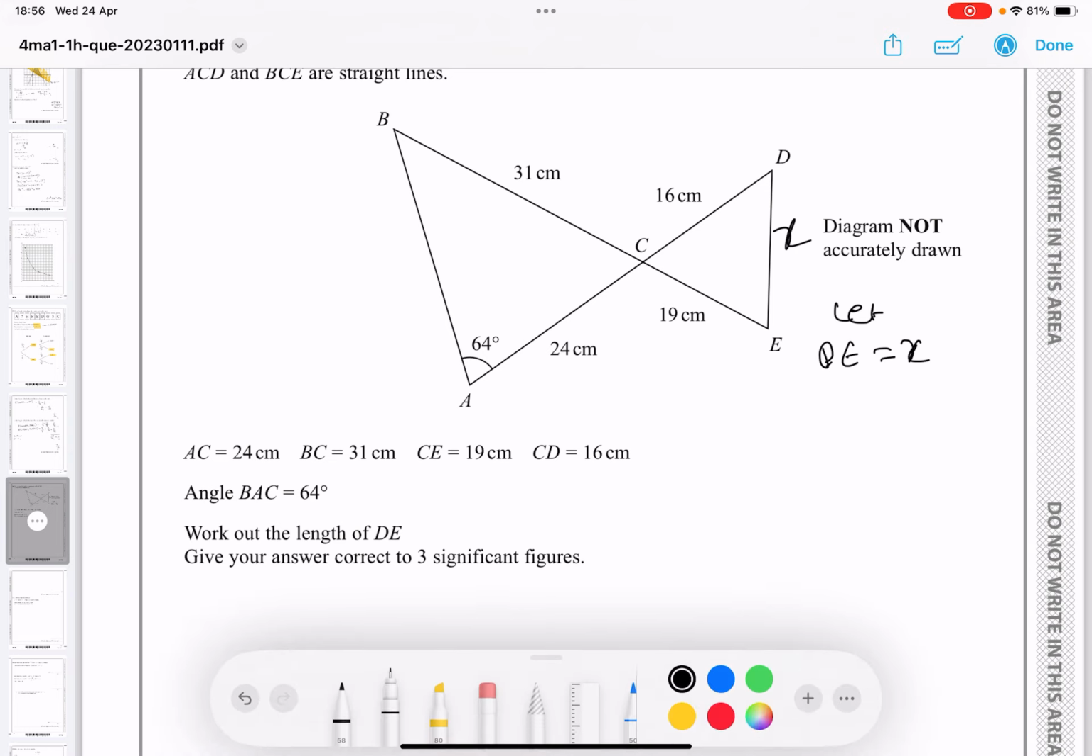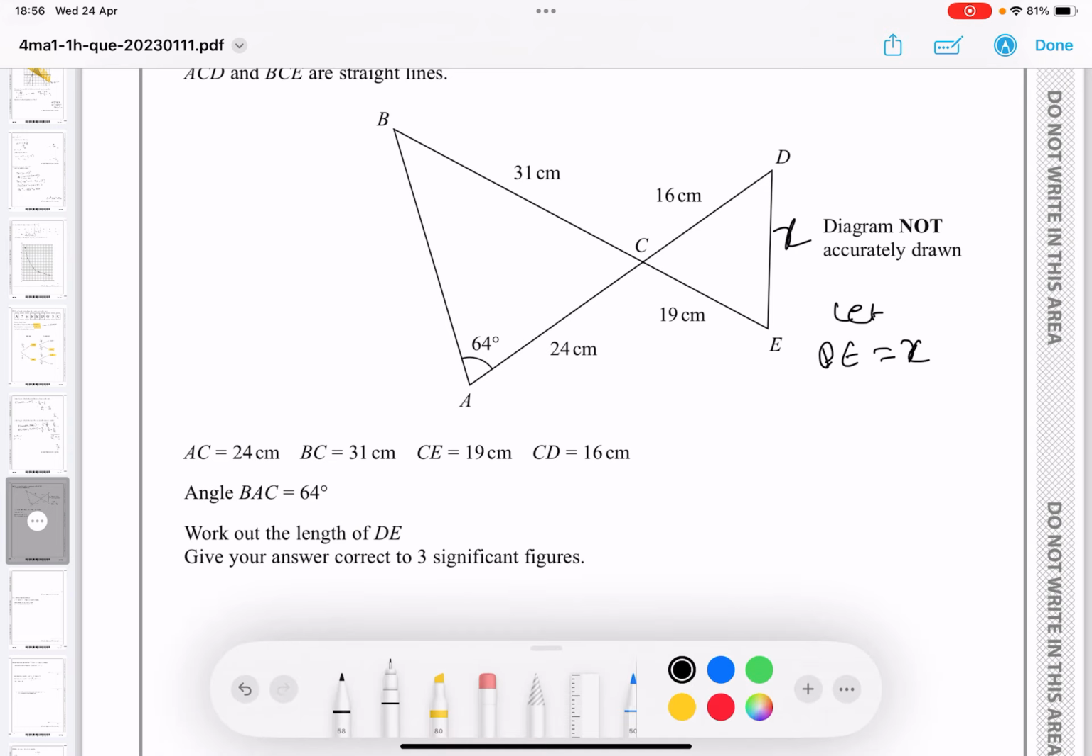So what I'm going to do is first, we're going to work out this angle here, angle ABC. Sorry, no, that's the wrong angle. We're going to work out this angle here, angle ABC. And we can do that by using sine rule. We have this length opposite this angle and this length opposite this angle. Okay, so we can use sine rule to work out that angle.